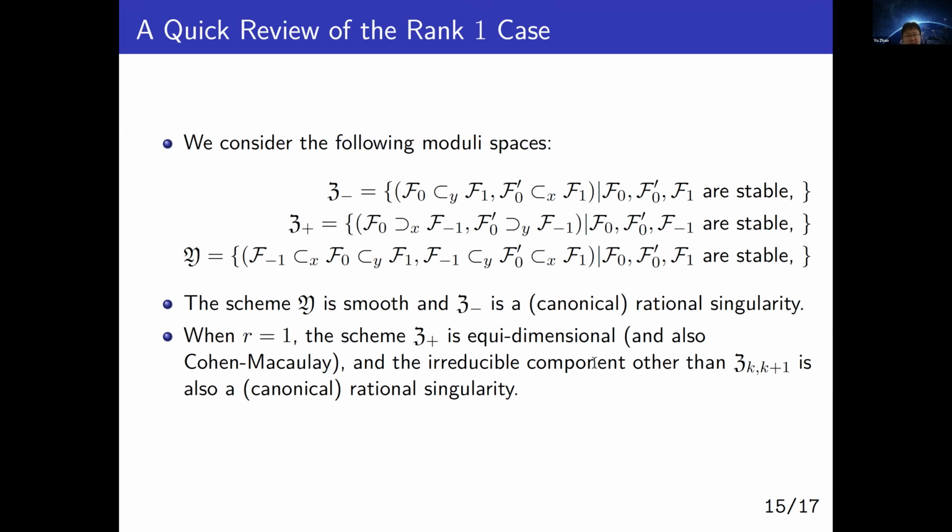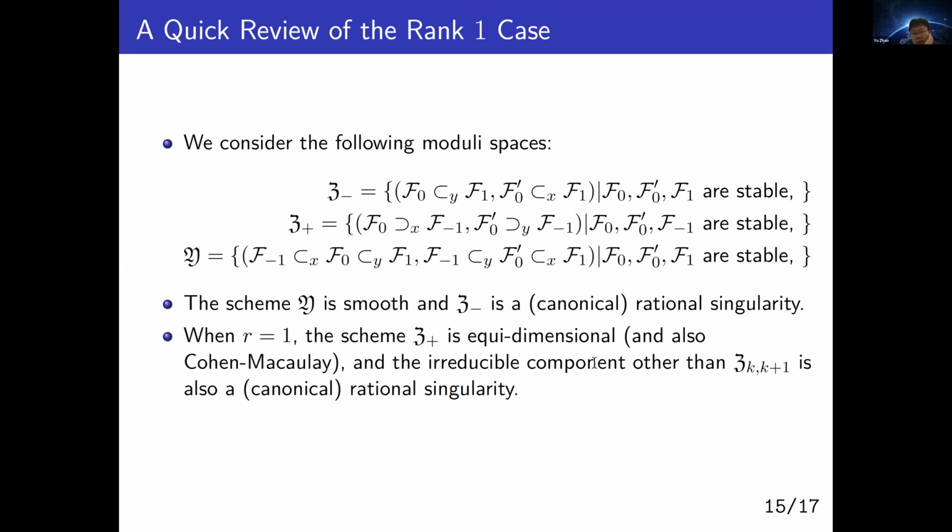The lucky thing is that we know that the modular space of Y is smooth. The modular space Z minus is Cohen-Macaulay, and it has exact dimension. Moreover, we can show that it has a terminal singularity. I mean, it is not canonical. It has a terminal singularity, and the discrepancy of the Z minus should just be R plus 1.